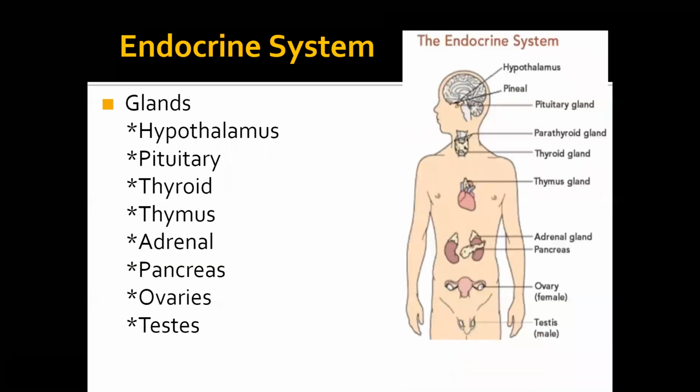It is going to include glands: your hypothalamus, your pituitary gland, your thyroid gland, your thymus gland, your adrenal glands, your pancreas, your ovaries, and your testes. So you're seeing some crossover for different systems, like with the ovaries and the testes. Those are also part of the reproductive system. Over here on the right, you can see the placement of those different organs within your body, those different glands located all over the place.